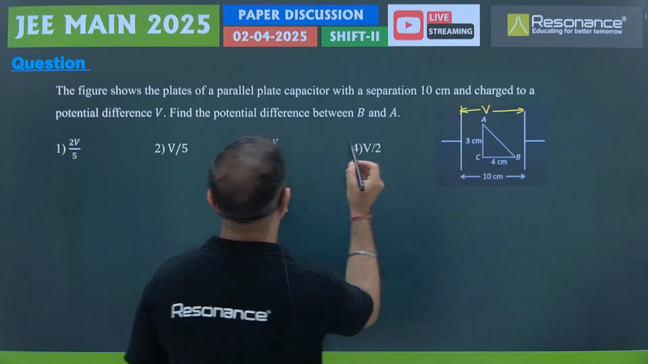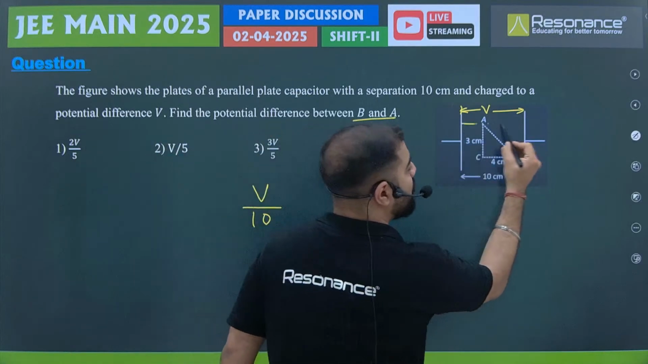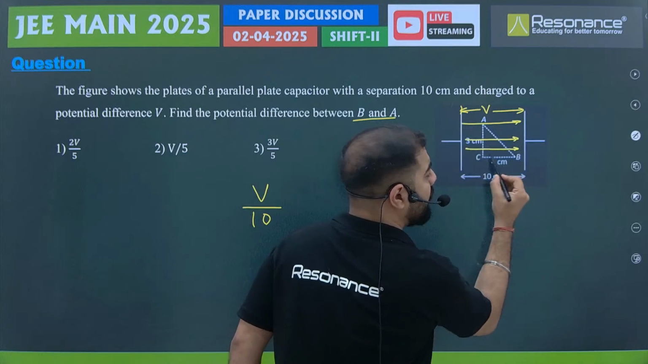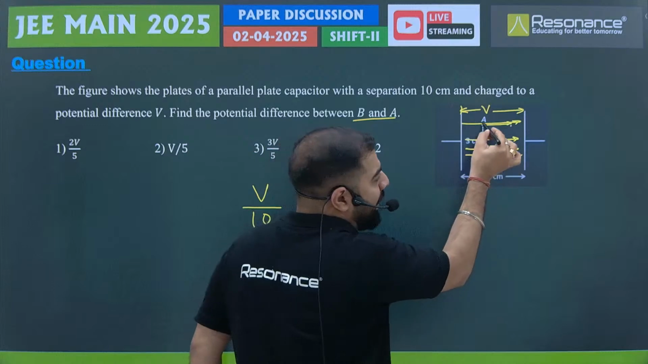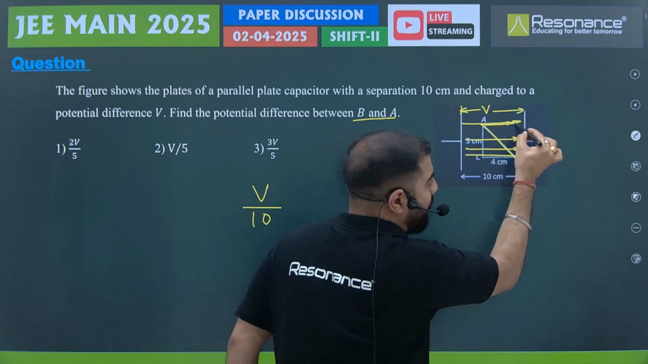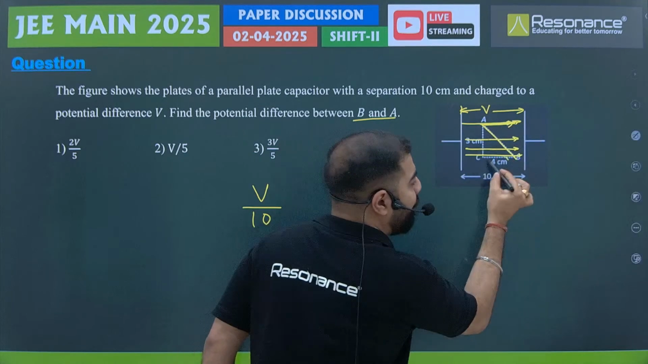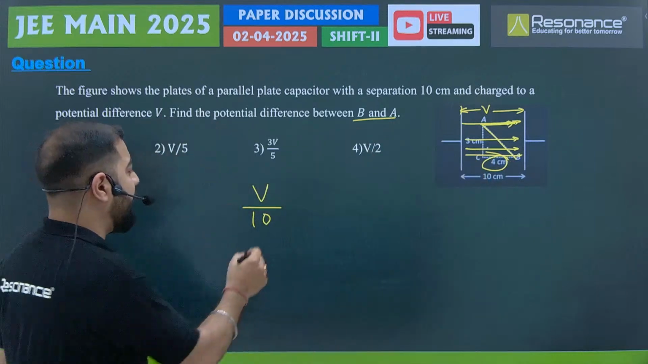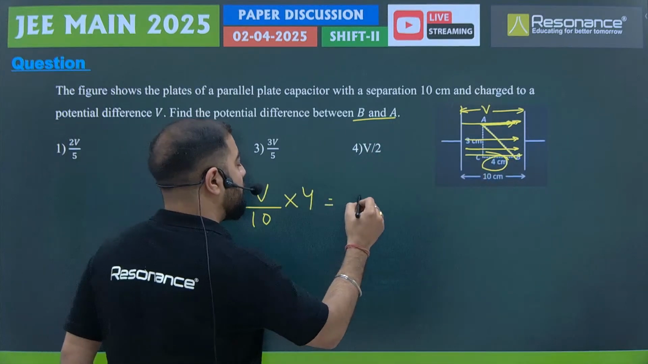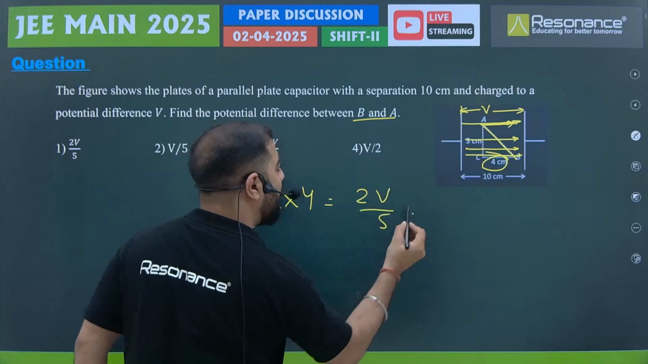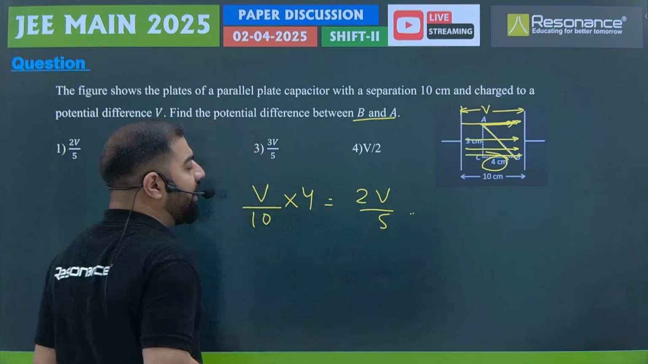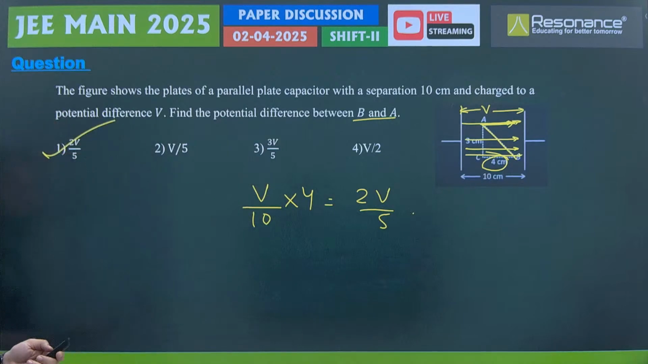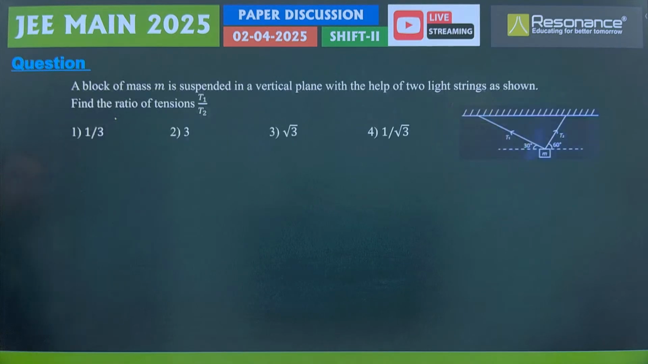Also, when we want to find potential between B and A, we have to see what is the distance along the electric field line. So maybe AB is like this, but what is the component of AB along the electric field line? That is 4 centimeter. So V by 10 into 4, which is 2V by 5. Potential per centimeter into 4 centimeter. That is 2V by 5, the answer of number 1. Yes or no? Okay. Next.